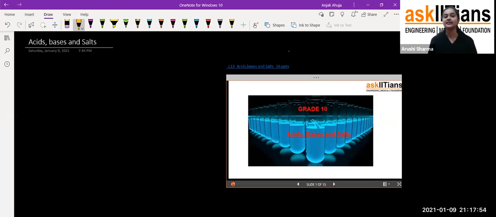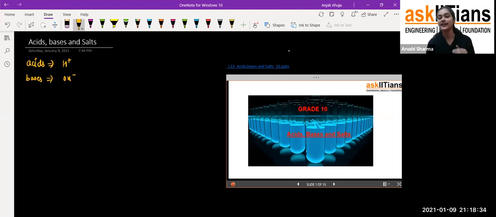Exactly, students. We discussed the chemical properties of acids and bases: for example, how they show color change with different indicators, the reactions of acids and bases, and the reactions with metal carbonates and metal hydrogen carbonates. So till now it is very basic for us that acids are those compounds which give H+ ions in water, and bases are those compounds which give OH- ions in water.